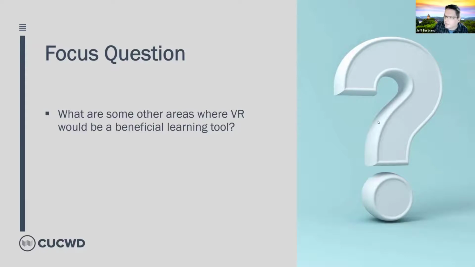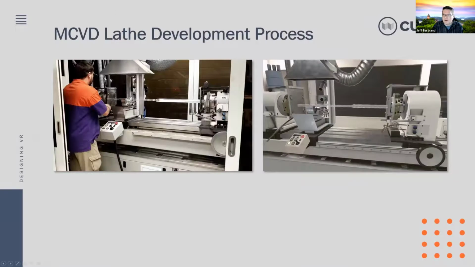All right. So I'll go ahead and go on to the last section here. Next I'll talk about how we develop a virtual simulation. I'll use one of our latest ones called the MCVD lathe. This simulation takes the user step-by-step on how to fabricate this preform in order to make fiber optic cabling.